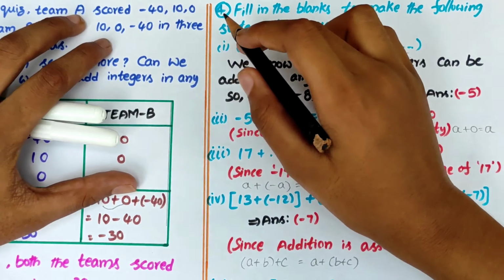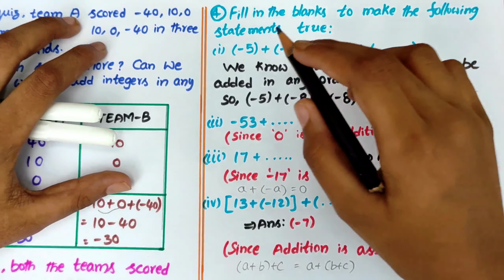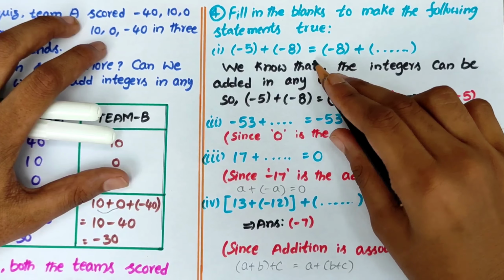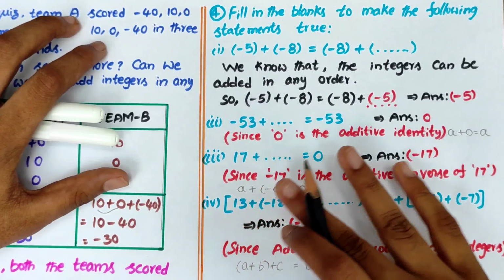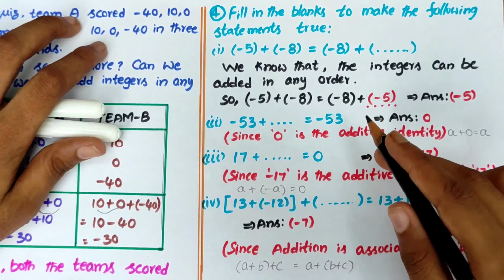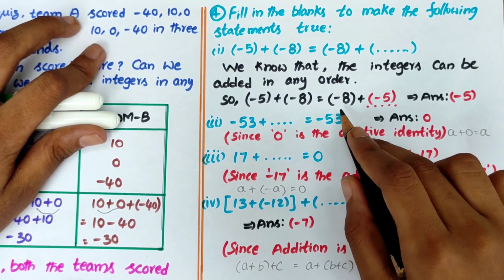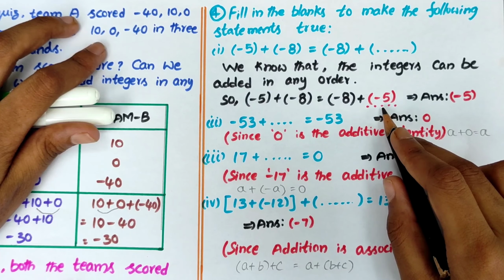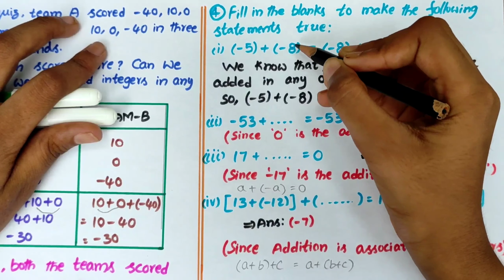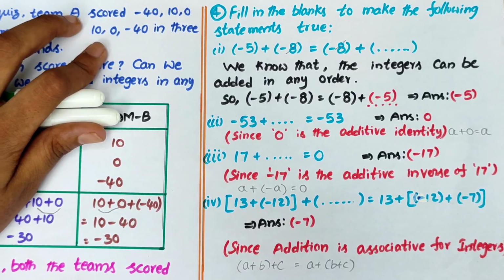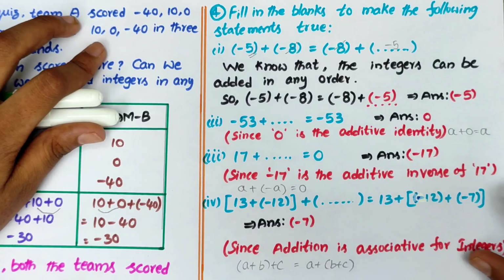Okay, friends, now let us see question number 4. Fill in the blanks to make the following statements true. -5 + -8 is equal to -8 + blank. We know that the integers can be added in any order, as we saw in the third problem. So -5 + -8 is equal to -8 + -5. The answer is -5. This problem can be solved in another way. Let us cancel -8 and -8 here. They are the same, right? So which is left here? -5. Therefore, the answer is -5. Easy, friends?